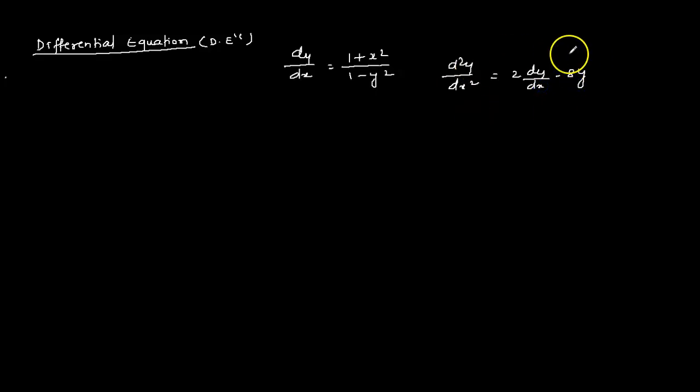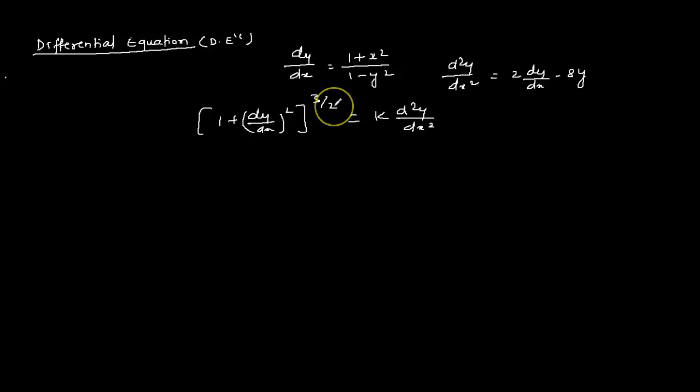So this is also a differential equation. Or, 1 plus dy by dx whole square, to the power of 3 by 2, is equal to some constant times d square y by dx square. All of these are called differential equations because they involve the differential coefficient.